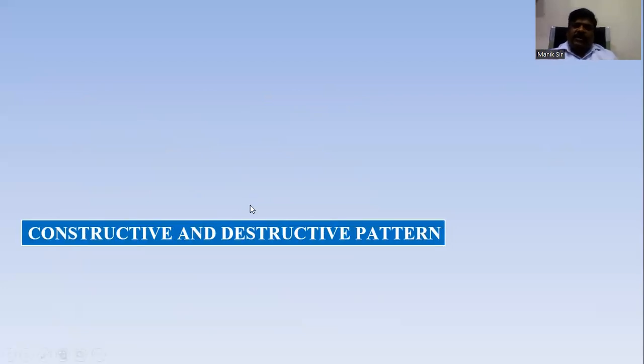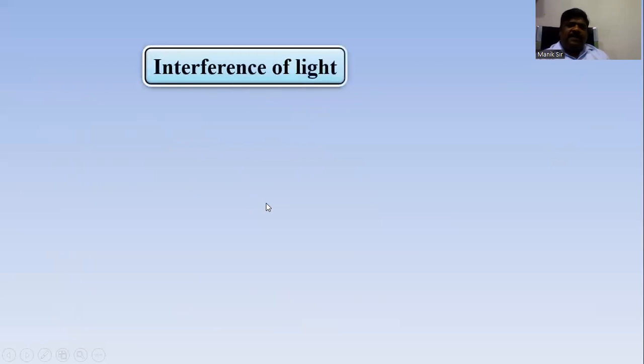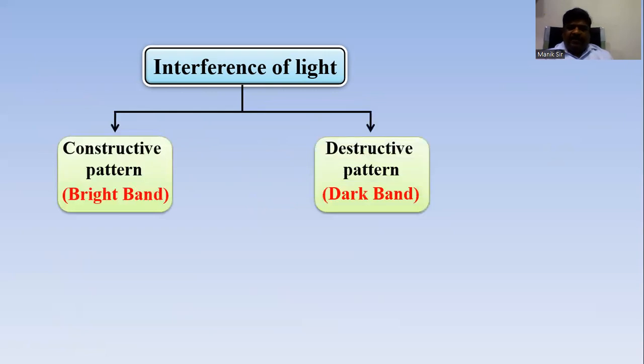After this, we will learn about the constructive and destructive interference pattern, or we will learn about the interference of the light. Okay. So what interference of light? There is either constructive interference or either destructive interference. When there is a constructive interference, what we observe is a bright band. When there is a destructive interference, we will observe the dark band. But we will learn the constructive interference pattern and destructive interference pattern in detail in the next lecture.